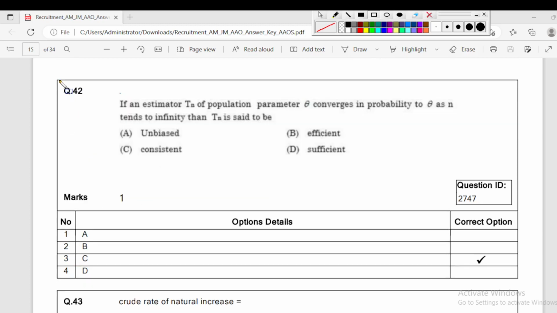Question number 42. If an estimator Tn of population parameter theta converges in probability to theta as n tends to infinity, then Tn is said to be option A unbiased, option B efficient, option C consistent, and option 4 sufficient. Option C is correct, consistent.